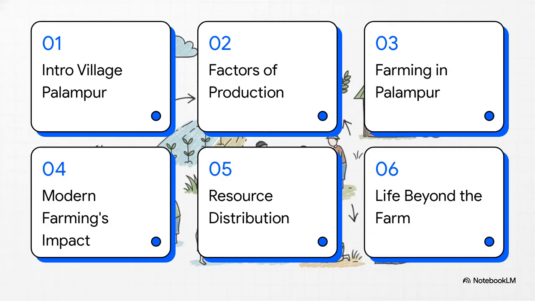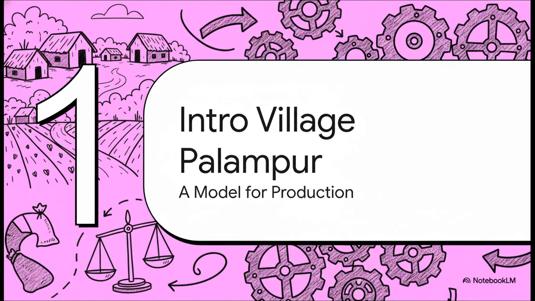Okay, so let's quickly look at what we'll be covering. First, we'll get introduced to Village Palampur. Then, we'll discuss the factors of production. After that, we'll talk about farming, which is the main story here. Then, we'll see the impact of modern farming. We'll also look at how resources are distributed. And finally, we'll go over the key lessons from this chapter. All right, let's begin with our first section.